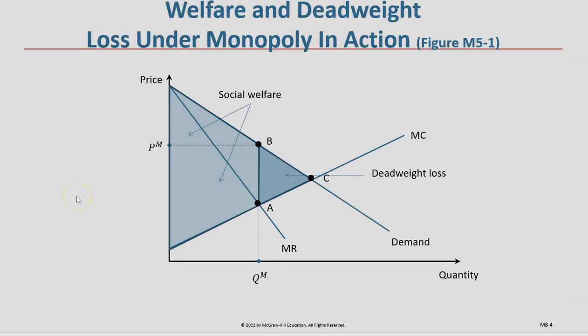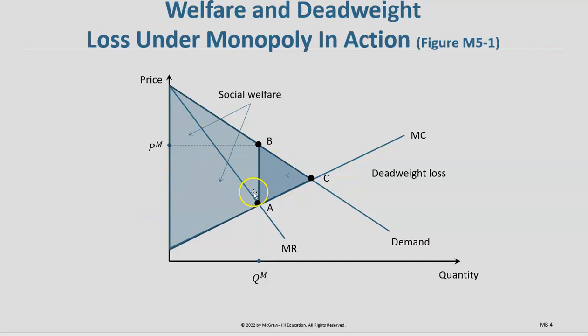We've got demand and marginal cost, which is the supply curve, and marginal revenue. Monopolistically competitive firms, oligopolistically competitive firms, and monopolies all have a marginal revenue curve that lies below demand, so when they set marginal revenue equal to marginal cost to determine output, then that raises the price above marginal cost.